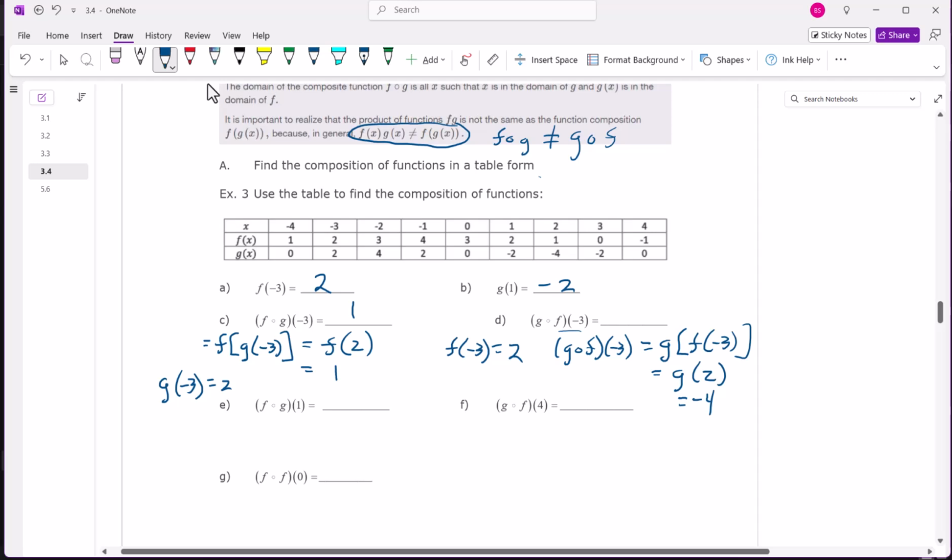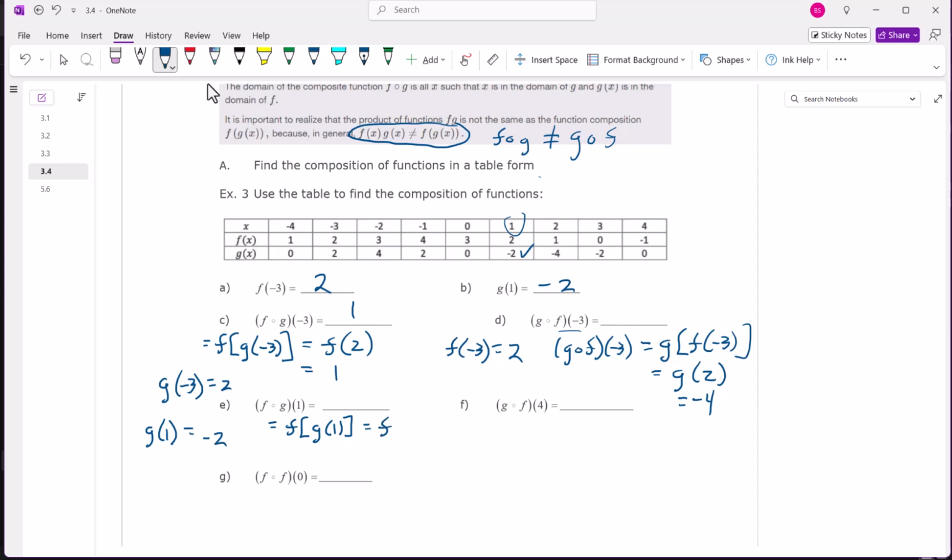Okay, next problem. Start with g of 1. Look up g of 1. Here's 1. G of 1 is negative 2. So what we're going to do is f of g of 1, which is f of negative 2. So we worked out g of 1, and then we look up f of negative 2, which is 3. Okay.